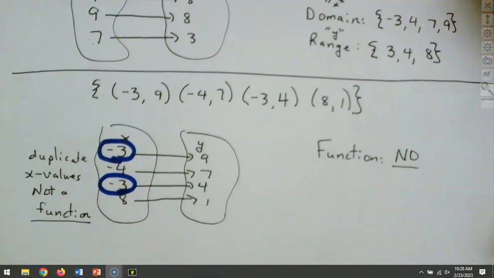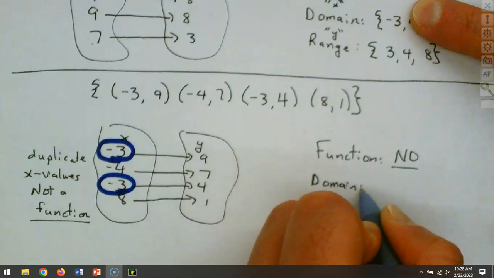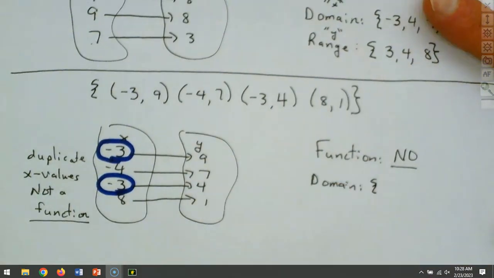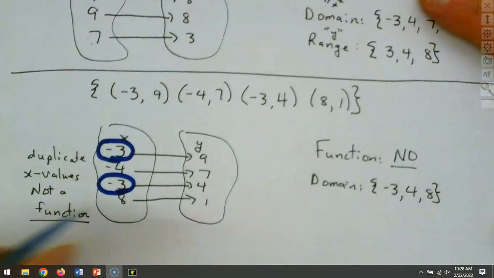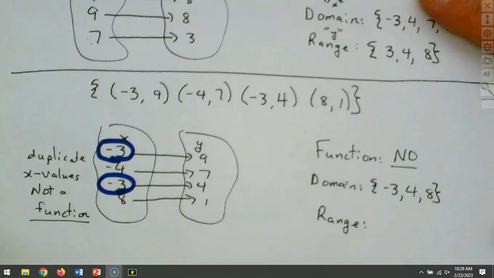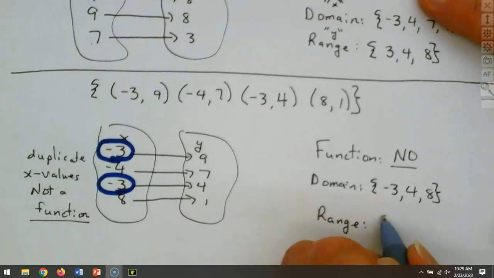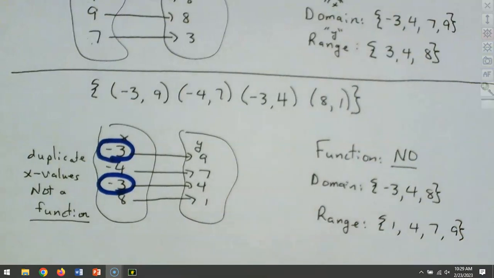And what would my domain be? And we write them from smallest to largest, and duplicated values are only written one time. So the smallest value is a -3, and then we've got 4, and then we've got 8. And what about our range? Well, that's the y values. Always start with the smallest, so the range is 1. And then we've got 4, 7, and 9.